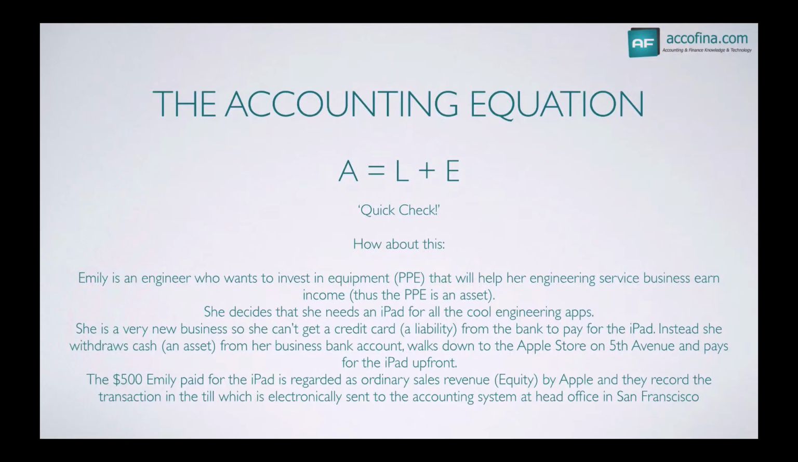Instead, she withdraws cash, which is an asset, from her business bank account, walks down to the Apple store on Fifth Avenue, and pays for the iPad up front. The $500 Emily paid for the iPad is regarded as ordinary sales revenue, which is equity, by Apple, and they record the transaction in the till, which is electronically sent to the accounting system at their head office in San Francisco.